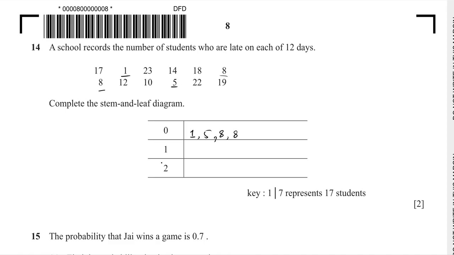Okay. For 1, we have to write the numbers between 10 and 19. So we have 10, I'll write 0 here, and then I have 12, so 2, then we have 14, so 4, then we have 17, so 7, then we have 18, so 8, and then we have 19, so 9. And for the last one we have only 22 and 23, so 2 and 3 only.